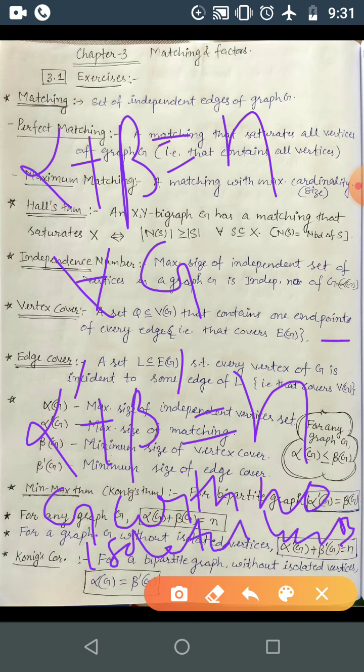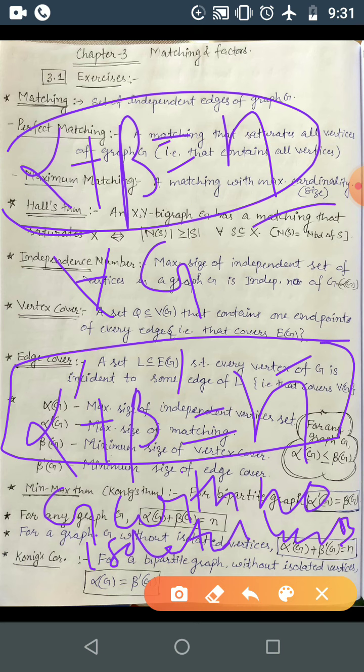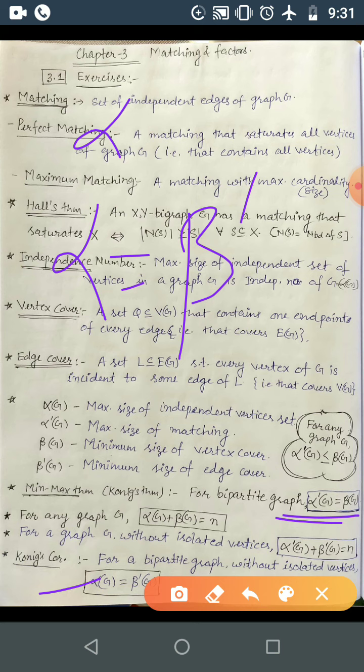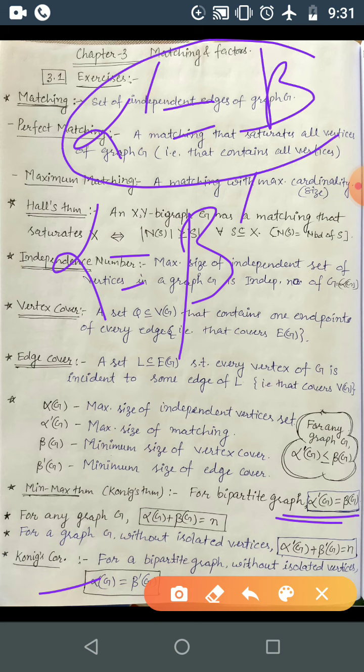So then this condition is true, and for all G this condition is true. Correct. Next is Koenig's corollary, or you can just say minimum maximum corollary. For a bipartite graph without isolated vertex, you have alpha is equal to beta dash, and earlier we did this one, that is alpha dash for a bipartite graph is equal to beta. Now we will verify this one.